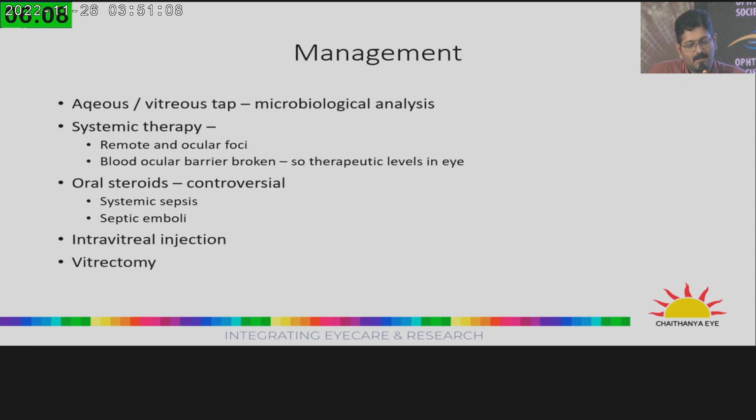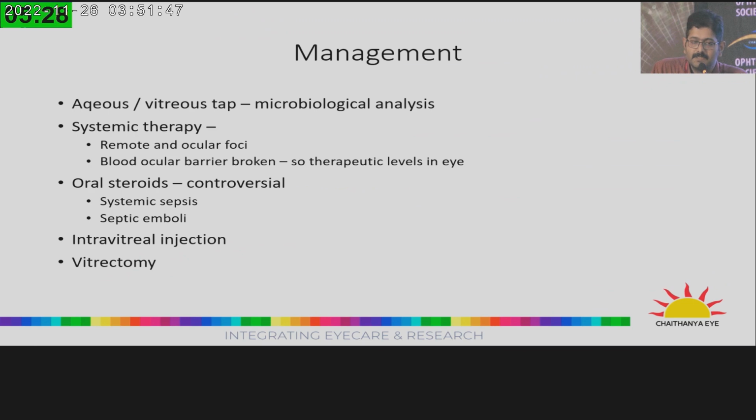Now, the management is simple: we have to take an aqueous or vitreous swab and send it for microbiological analysis. Systemic therapy definitely has a key role in endogenous endophthalmitis because it treats both the remote and ocular foci. And also, since the blood-ocular barrier is broken, the drug can achieve a therapeutic concentration in the eye. Oral steroids are extremely controversial because most of these patients tend to be in a state of systemic sepsis. And also, unlike postoperative endophthalmitis where toxins play a key role, here one of the pathogenic mechanisms is septic emboli. So steroids are usually not preferred.